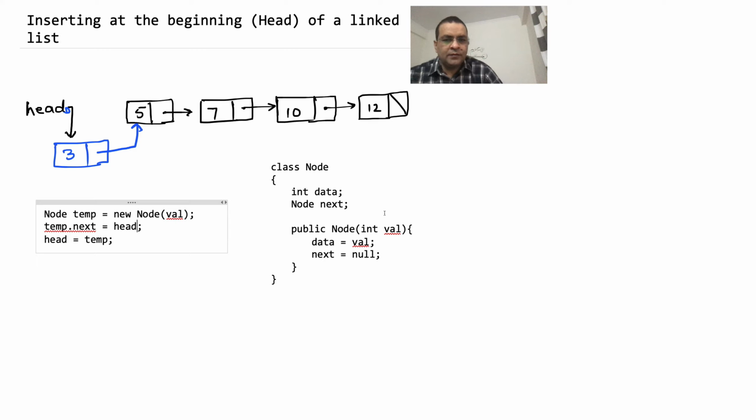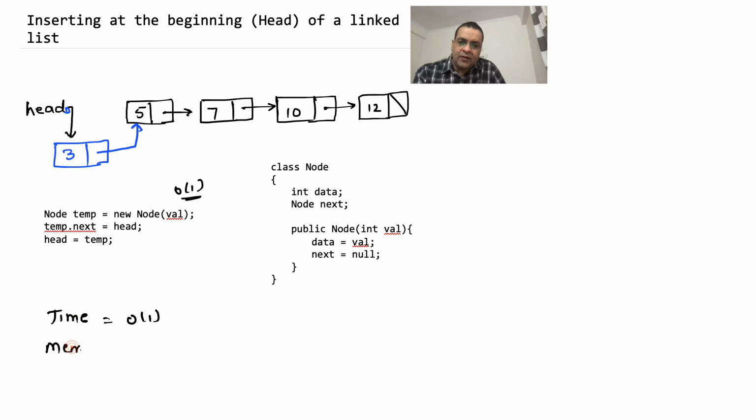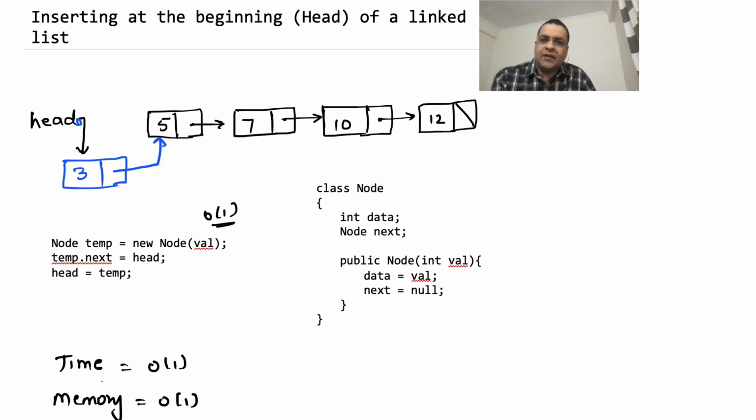Alright, so the time that we are taking here is constant because we are only inserting at the head, we are not moving the head anywhere else, right? So we are taking constant time here. Time taken is on the order of 1, which is constant. Memory is also constant because the extra memory taken is not dependent on the size of the list. We are anyway not traversing the list at all.